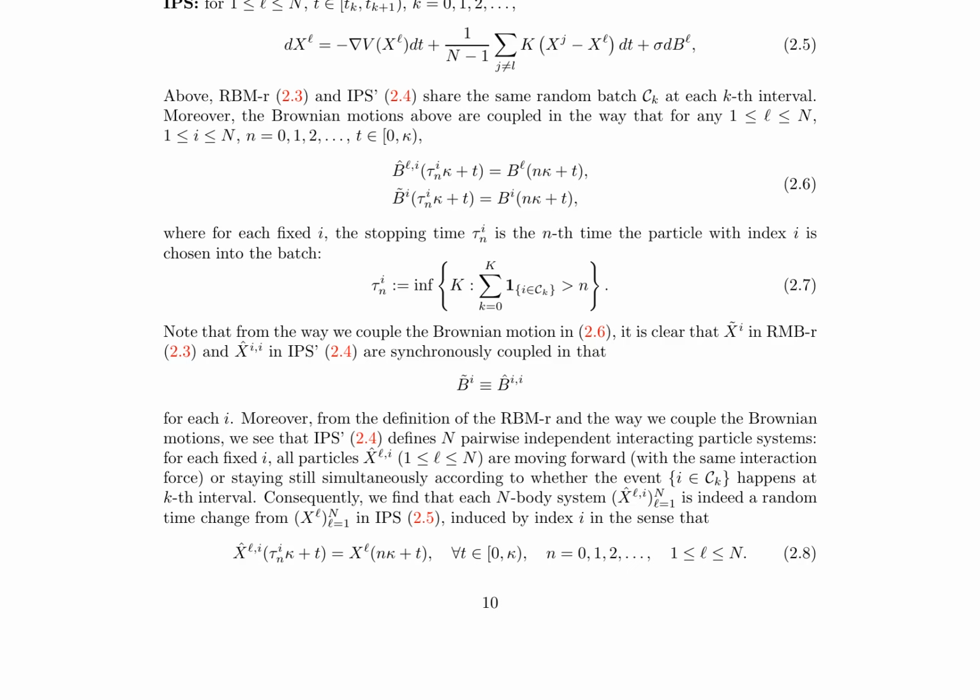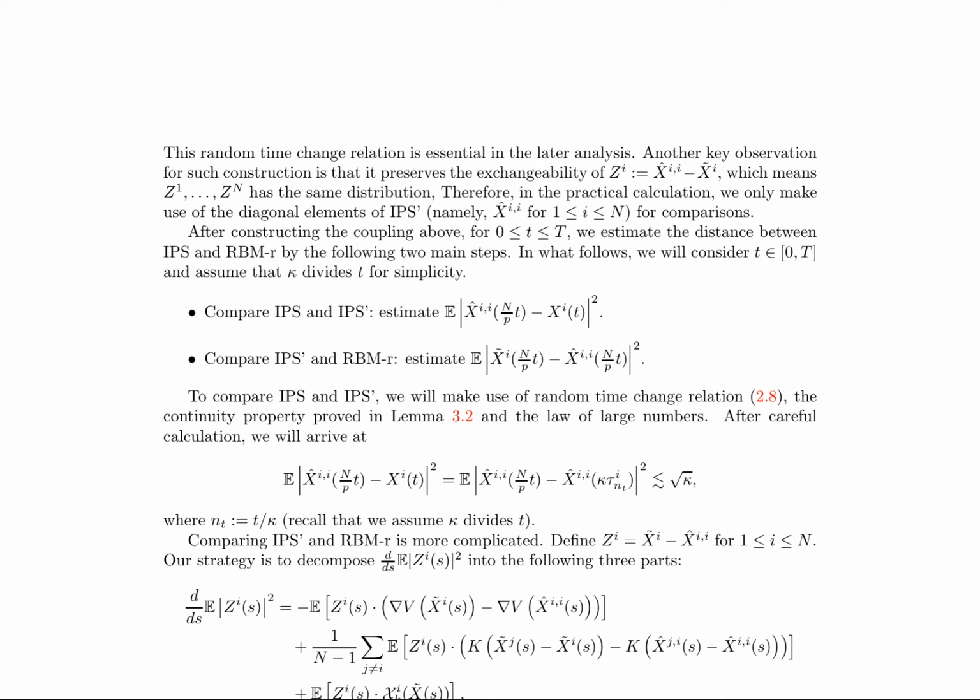The proof involves applying the law of large numbers and the Hölder's continuity property of the SDEs, which are essential for establishing the convergence rate. The paper discusses the comparison of two different dynamics, the random batch method, RBM-r, and the interacting particle system, IPS, in the context of large-scale machine learning models.